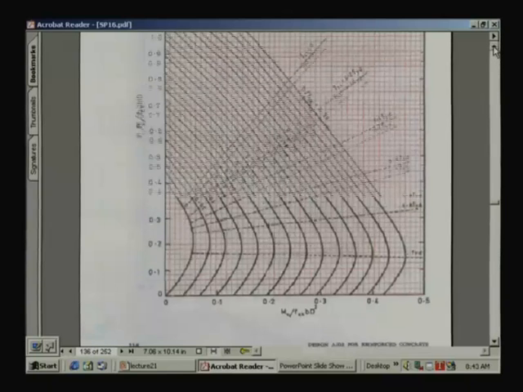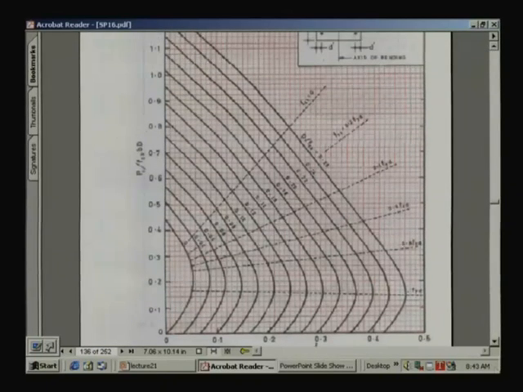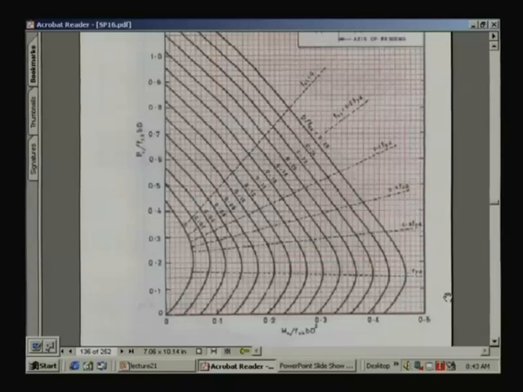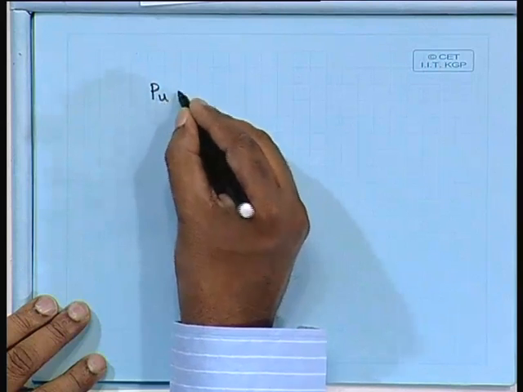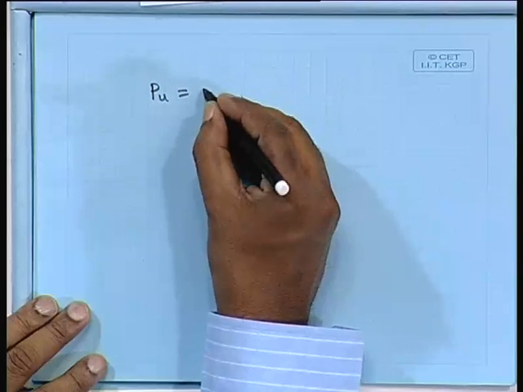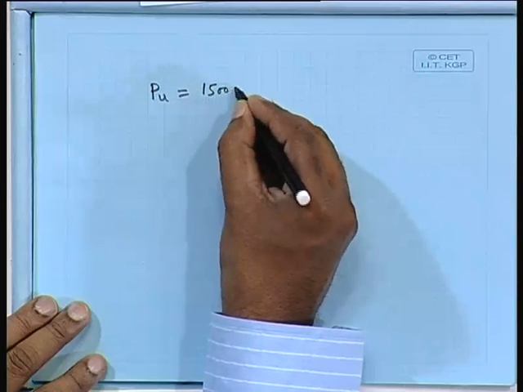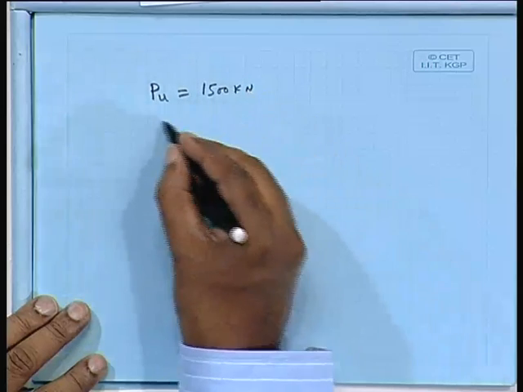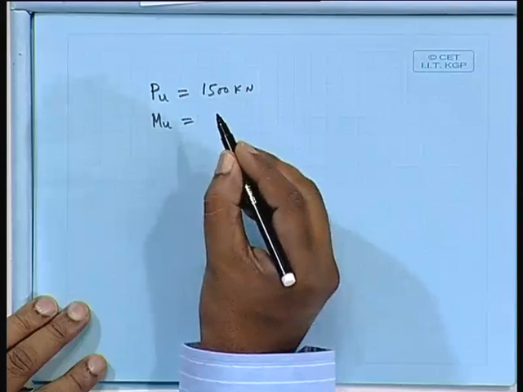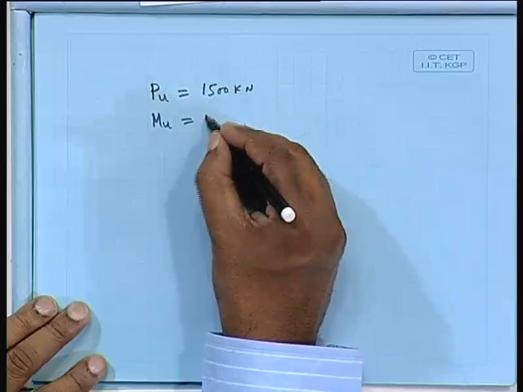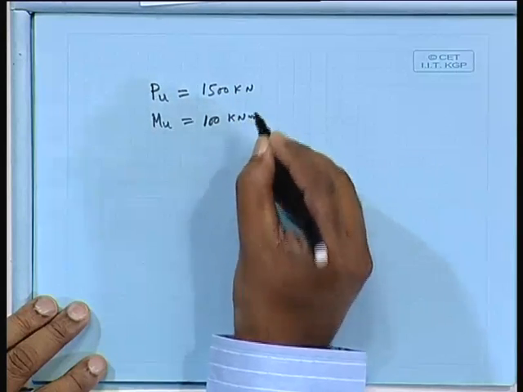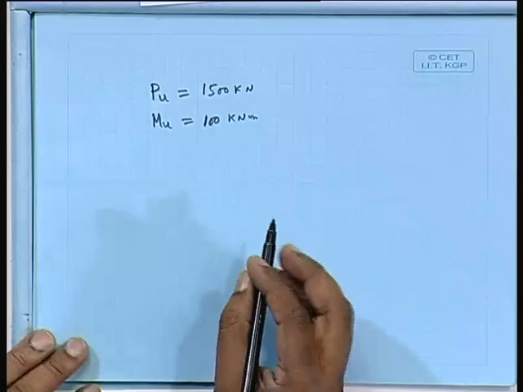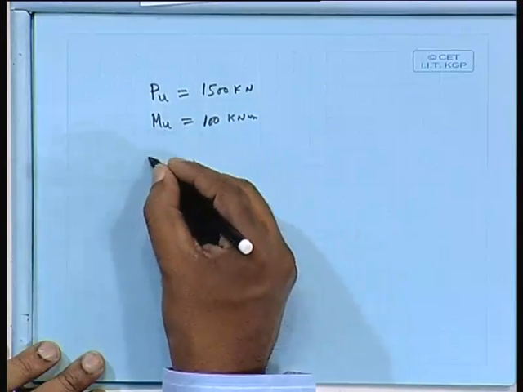Okay. So, this is the case. I can show you one example, then it will be clear what we are going to do. Let us take Pu, say 1500 kilonewton, okay, and Mu, say 100 kilonewton meter. Okay. We are getting this value.